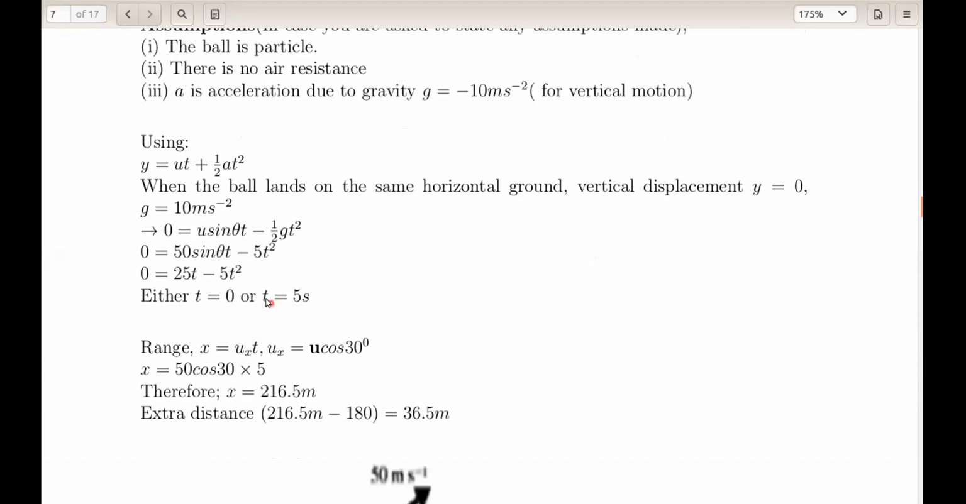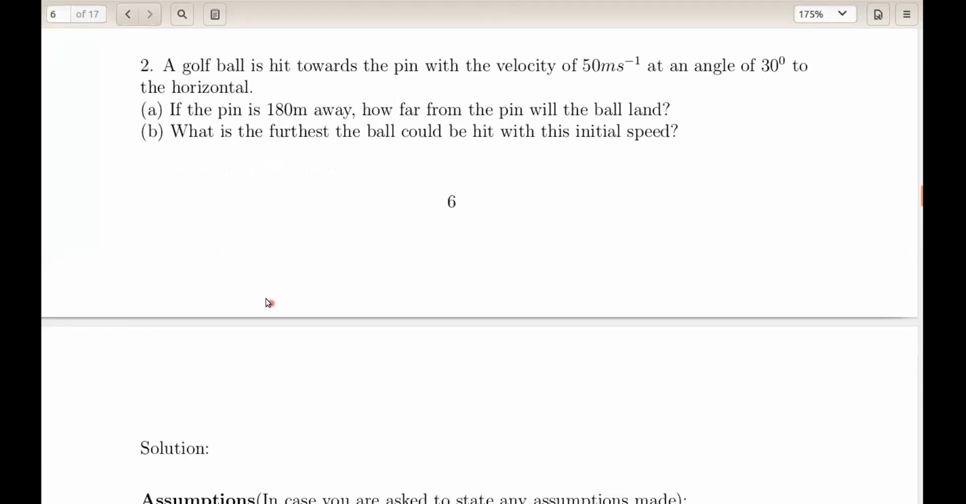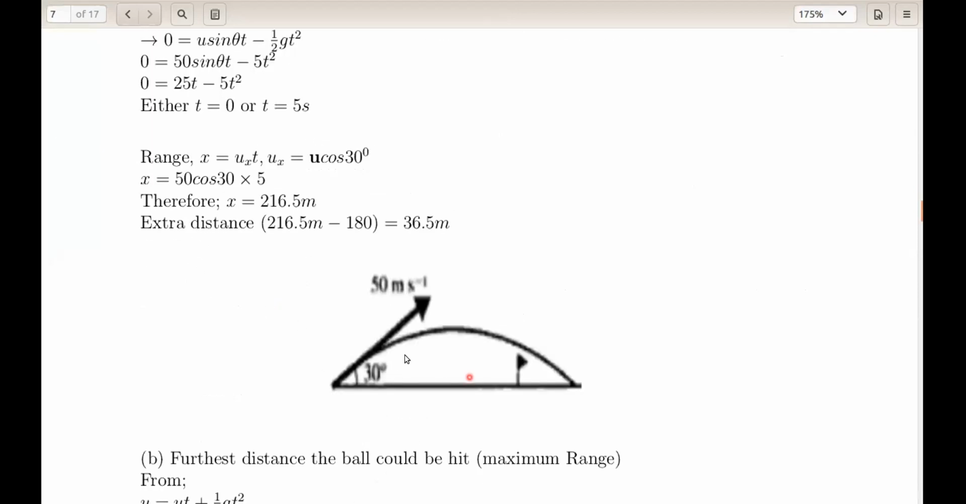So they're asking, if the pin is 180 meters away, how far from the pin would the ball land? The diagram is here, unfortunately, down. So if the pin is 180 meters away, the 180 meters would be this distance. But you realize that when the ball was projected, it passed over the pin, then landed on the other side. So they're asking for this distance. So this is the 180 they are talking about. The pin is 180 meters far away. And now they're asking for this distance, which we can call in later.